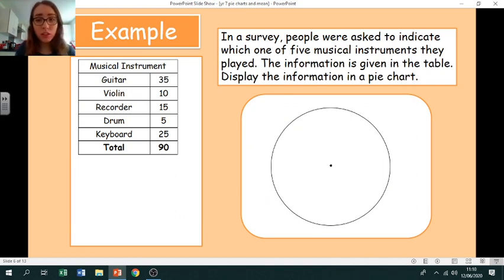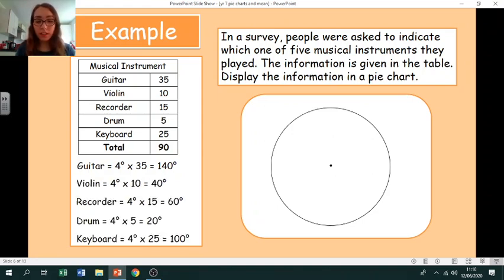Okay, so this time it's musical instruments. In a survey, people were asked to indicate which of 5 musical instruments they played, and we're going to represent that in a pie chart. Okay, looking at this, we've got a total number of people of 90. So think about what that first step was. How do we relate that total to the angles in our circle? So how do we get from 90 to 360? We have to times it by 4. Okay, so we're just going to times every frequency by 4 to get the following angles.